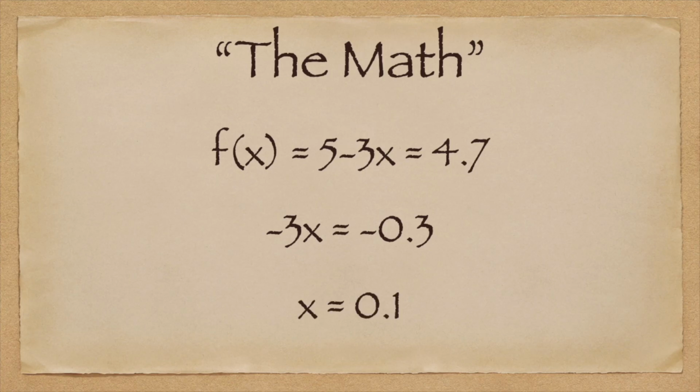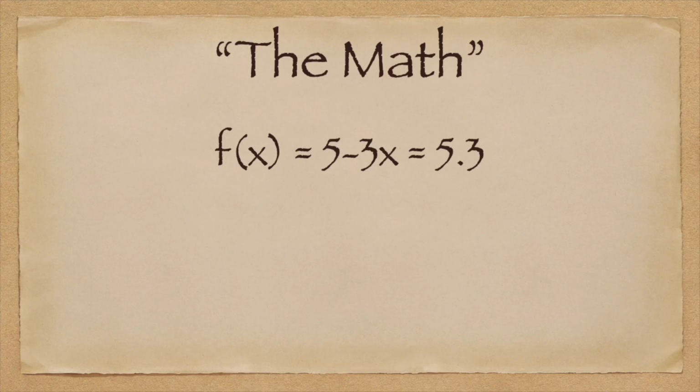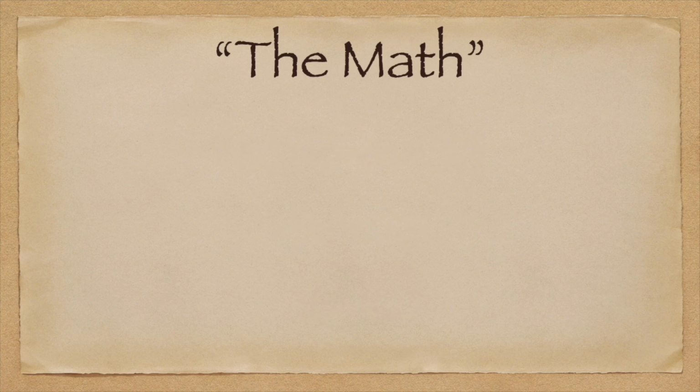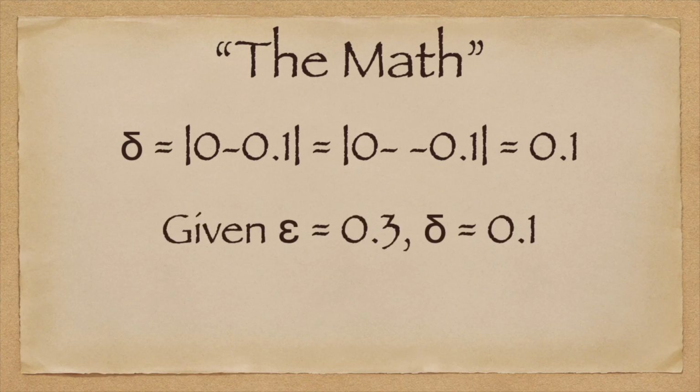If we put 0.1 into the function, we will get 4.7. And now we set it equal to 5.3, and we'll solve that again. Subtract 5, divide by -3, and we get -0.1. So our x values are 0.1 and -0.1. So our delta value would be the distance these numbers are from our c value, which is 0. So if we're given the epsilon is 0.3, then our delta would be 0.1.